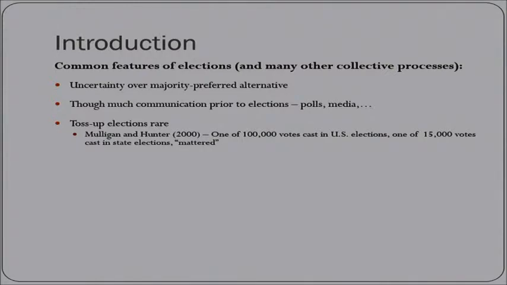Mulligan and Hunter, for example, looked at over 16,000 congressional elections and over 40,000 state elections, and they noticed that about 1 in 100,000 votes cast in U.S. elections are quote-unquote pivotal, and 1 of 15,000 votes in state elections kind of mattered.